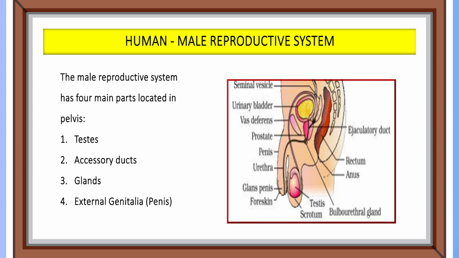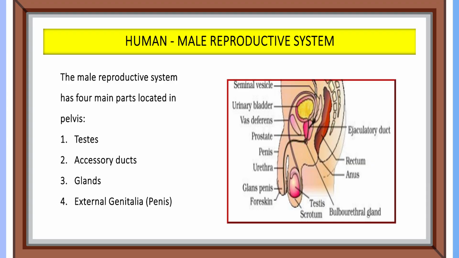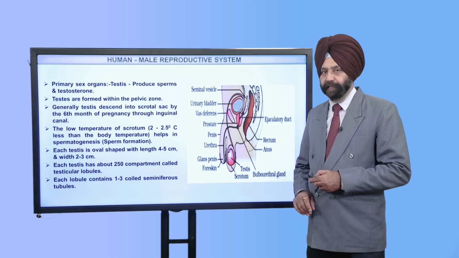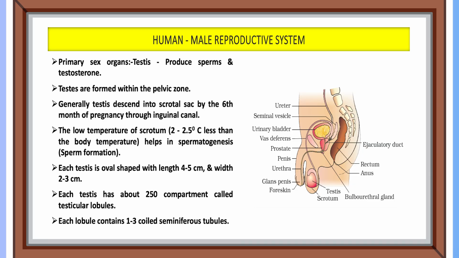The male reproductive system has 4 main parts located in the pelvis region of the body. The first is the testis, second accessory ducts, third the glands, and fourth the external genitalia. When we move on to the details of the male reproductive system, we have first the primary sex organs, that is the testis. That is the testis here.